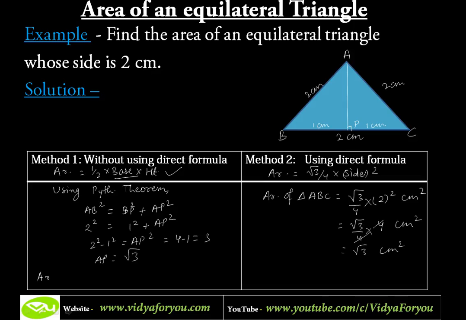Now area of triangle ABC is equal to half into base into height, which is equal to half into base. Base is 2 centimeter, height is root 3. So again you will get the answer as root 3 centimeter square.